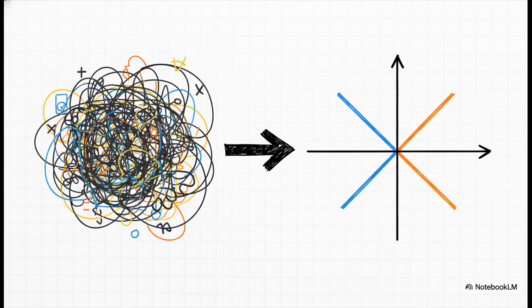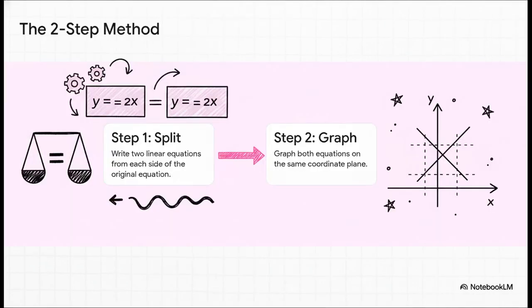Okay, here's the secret sauce. The goal is to take one tricky-looking equation and turn it into two super simple lines. Think of it like this. Instead of fighting one big monster of an equation, we just split it in half. The left side becomes one thing, the right side becomes another. And those two things, they're just simple lines on a graph. And the method is literally just 2 steps.